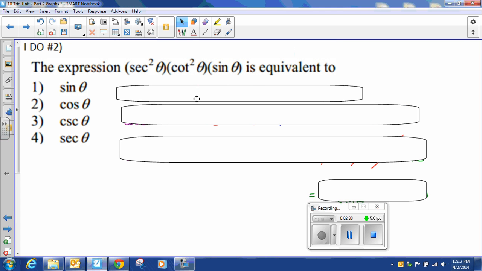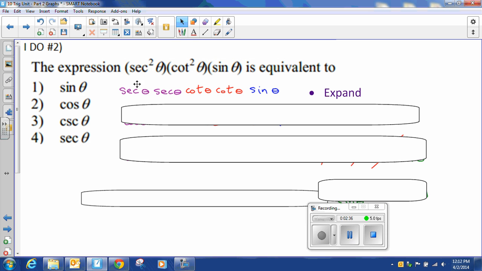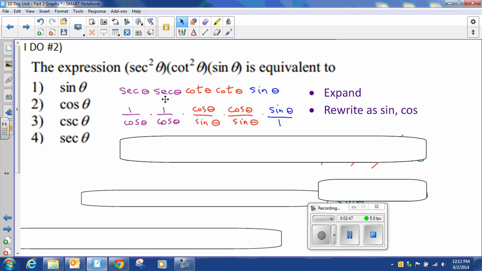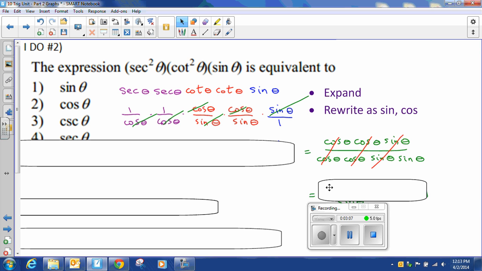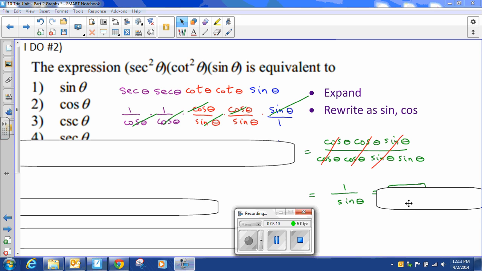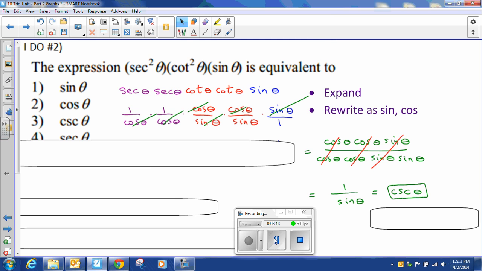Number 2, we're going to rewrite each of these: secant squared theta as secant theta times secant theta, cotangent squared theta as cotangent theta times cotangent theta, and sine theta is just going to stay the same. So we're basically going to expand this. Then we're going to rewrite each of these in terms of sine and cosine. Now, as you can see, the cosines cancel out, the sines cancel out, and you're left with one sine in the denominator. Therefore, the final answer is 1 over sine theta, which is also known as cosecant.